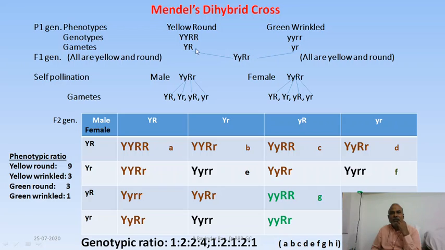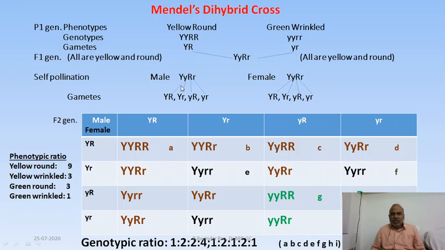When these got fused, all are yellow and round, capital Y, small y, capital R, small r. Okay, he wanted to make a self-pollination by conducting emasculation. So he considered one as a male and the other one as a female.